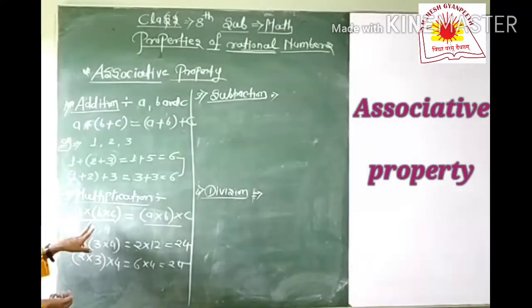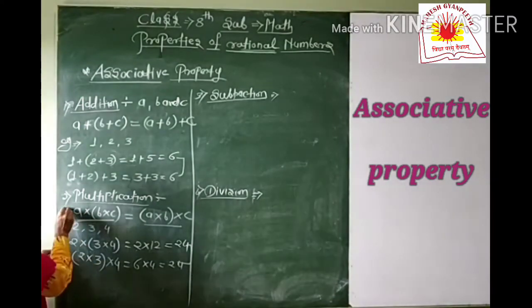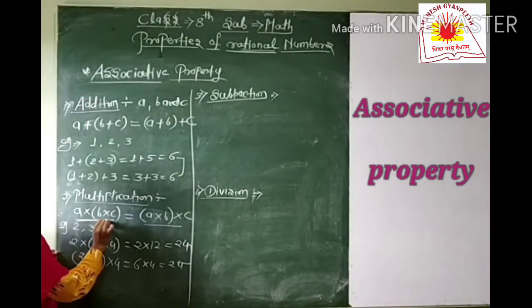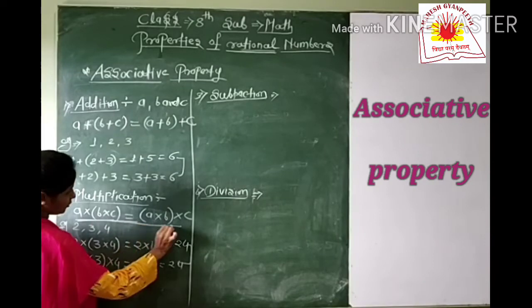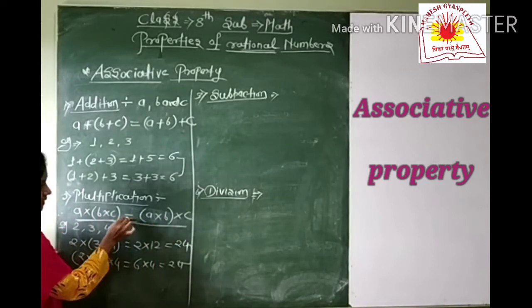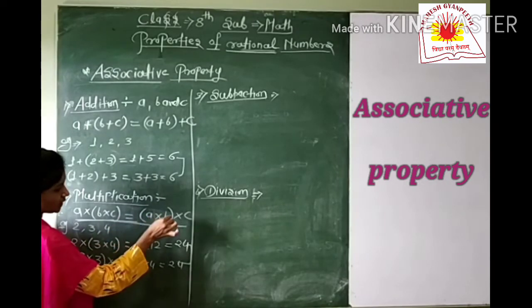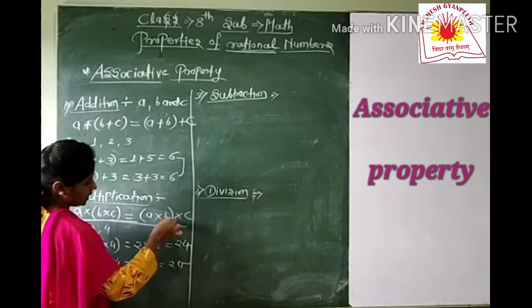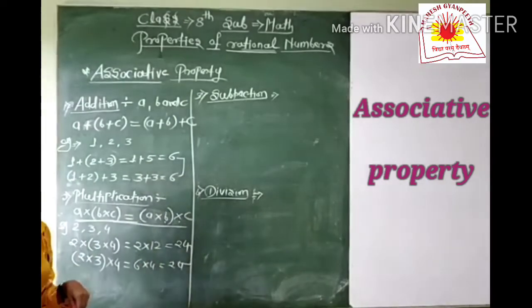Then what is that? Associative property of multiplication. This is the associative property of multiplication: A multiplied by in bracket B multiplied by C is equal to in bracket A multiplied by B, multiplied by C. That is the same as the one that we got.